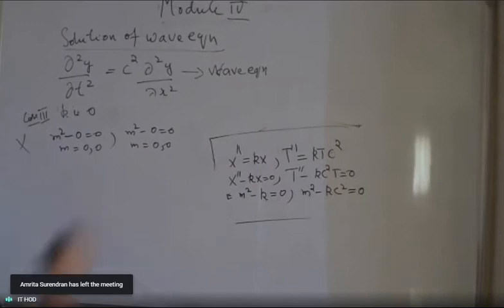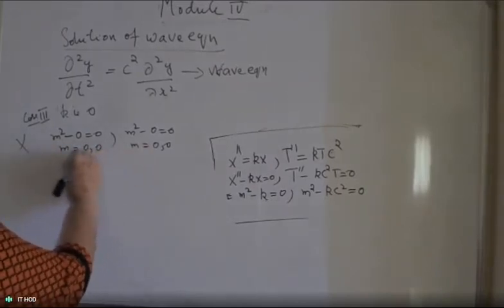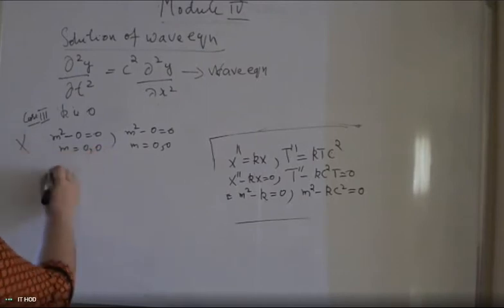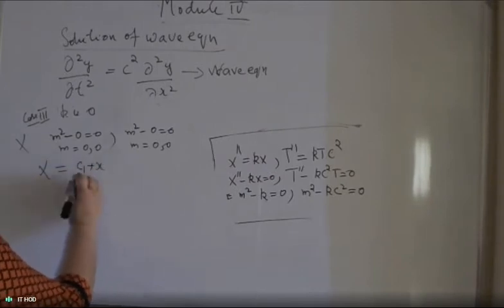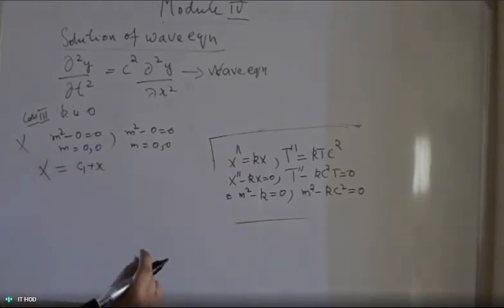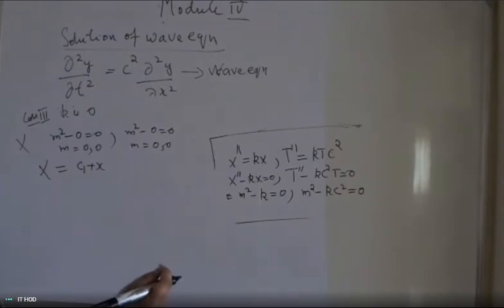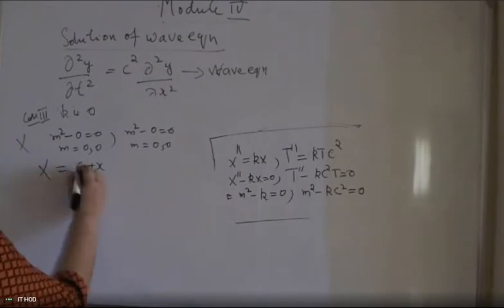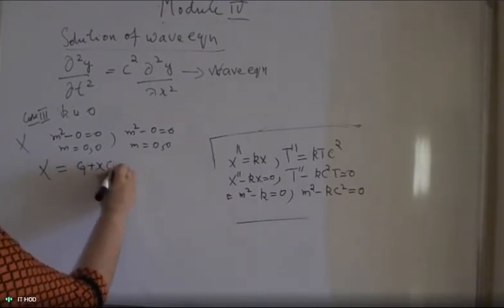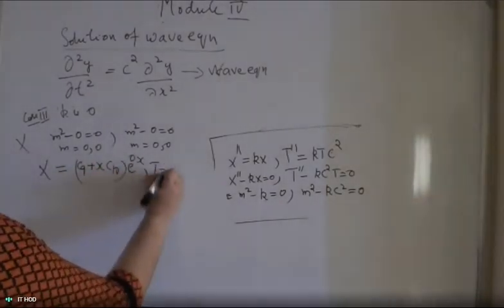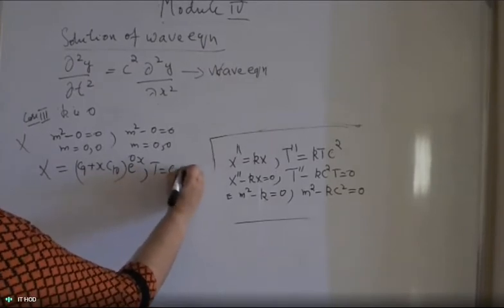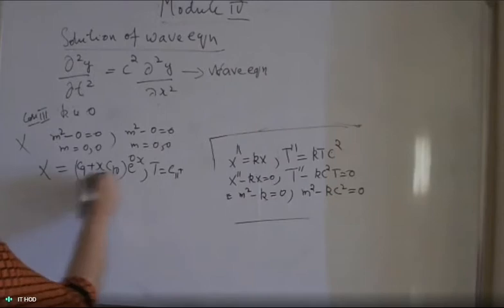So now, how can you write this thing as the same real roots, right? Equal roots. So the solution is x is equal to c1 plus x c1. We already used c1, c2, c3, c4, so continuing, this is c9 plus x c10, e raised to 0x. And our t is equal to c11 plus c12... This is the solution for x. The other one is for t.